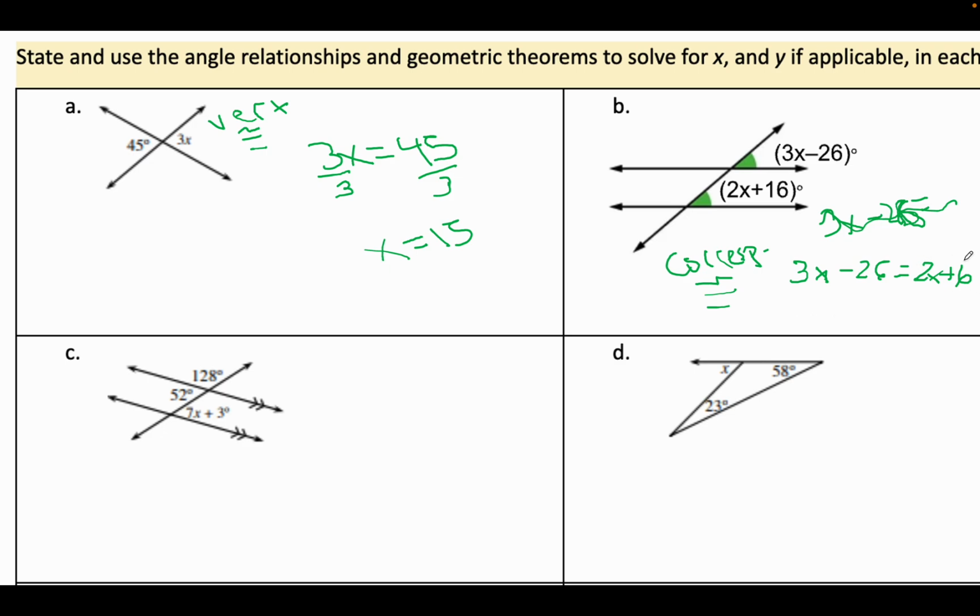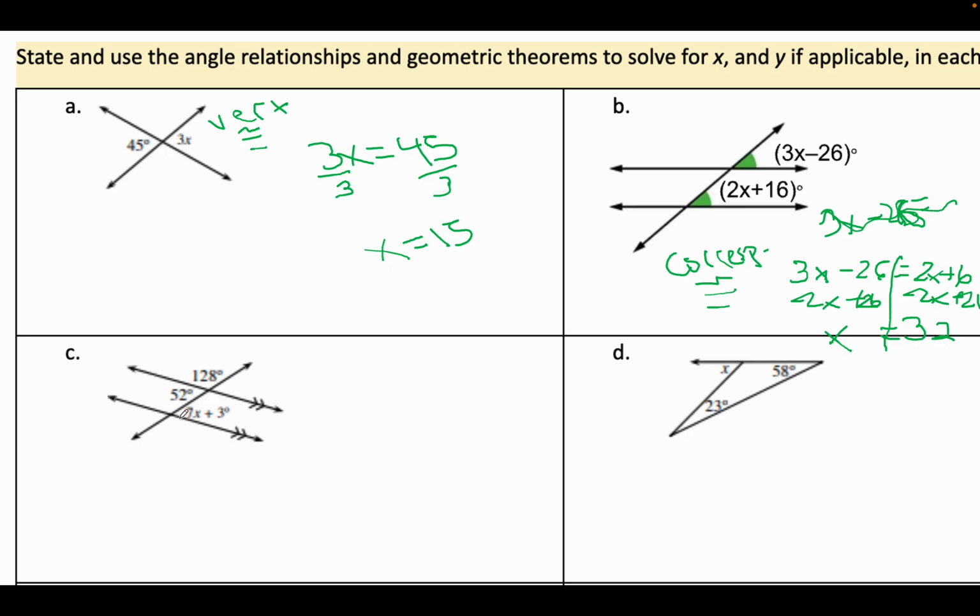I can plug that into Desmos to get my x value. I can also solve, get the variables on one side, get the number on one side. I'm going to do it all in one swoop, just because. So 3x minus 2x is going to be x. Negative 26, positive 26 is going to cancel out. 2x minus 2x is going to cancel out to 0. 16 plus 26 is going to give us our final answer, which is x equals 32.